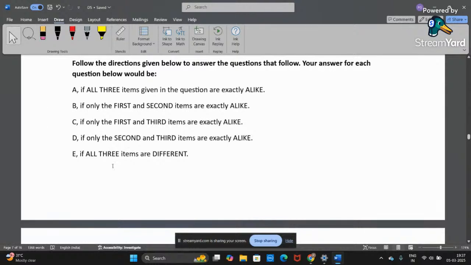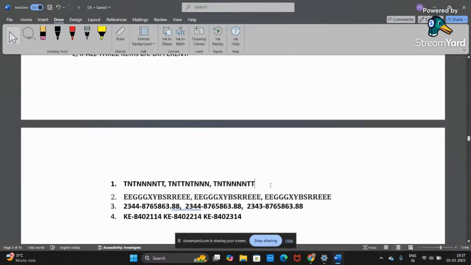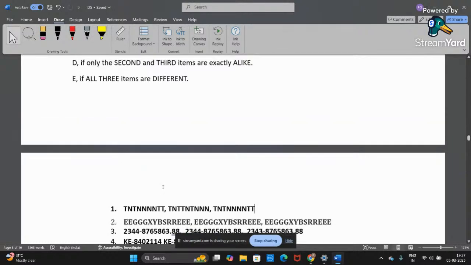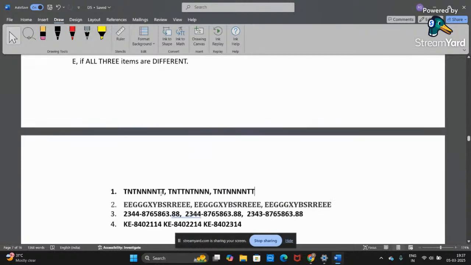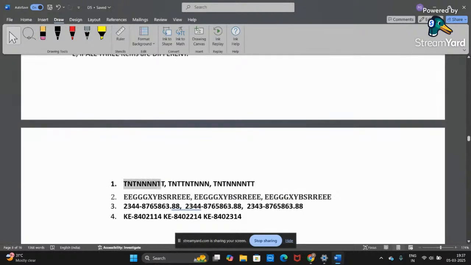These are the five options they have given. We have to choose the options in this one based on the question. So let's see the question they have given. They have given three data here. One is T N T N N N N T T T N T T N T N N N N. These two are not same, right? These two are not same. Let's check out with this one.